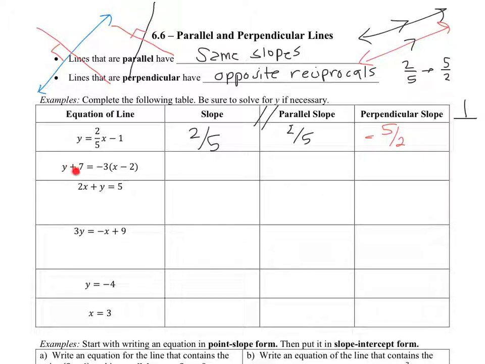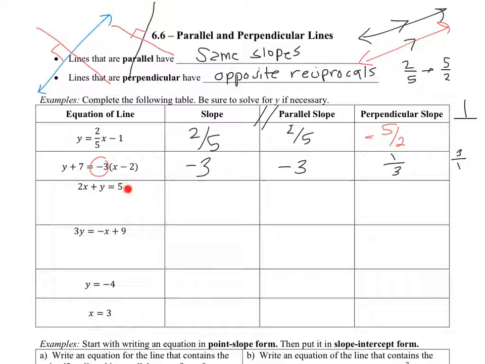The second equation is written in point-slope form. So the slope is -3. So the parallel slope is -3. And the perpendicular slope is: take the reciprocal of 3, which is 1/3, because 3 is the same thing as 3 over 1. And then you're going to make it opposite, so it's positive 1/3. This was negative, so the perpendicular slope is going to be positive.